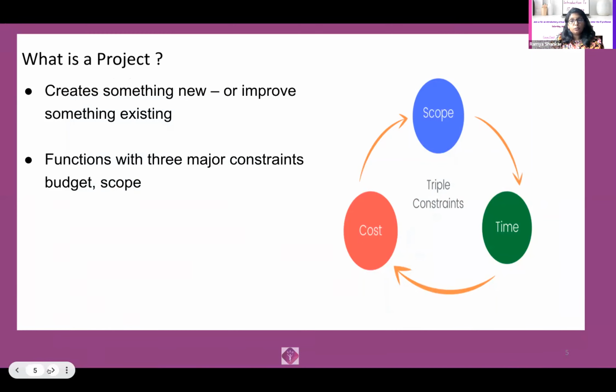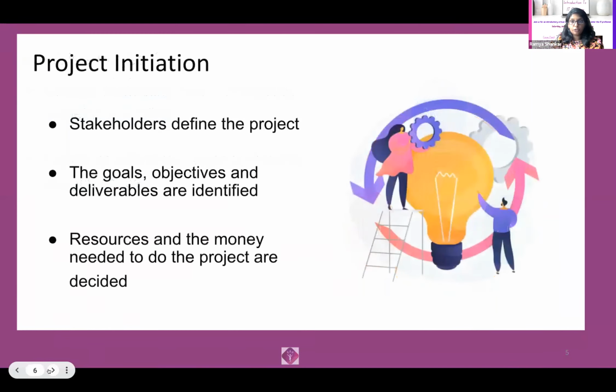So it starts with the first phase, the project initiation phase, wherein a set of stakeholders come in and they define the project. They ask for the requirements. They state what is needed, how it is needed, and by when it is needed. They define the goals and the objectives for the target state, and they also establish what resources they have along with how much money is involved to deliver this project.